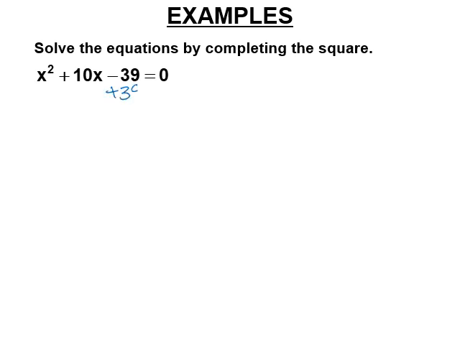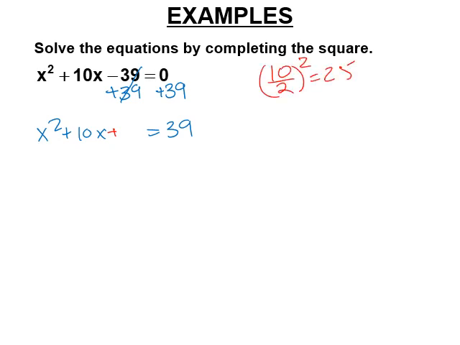Get rid of the negative 39. Now complete your square. So that's 25. I almost put 100. 10 divided by 2 is 5. 5 squared is 25. Factors of that are x plus 5 and x plus 5. 39 plus 25, I suspect, makes 64.